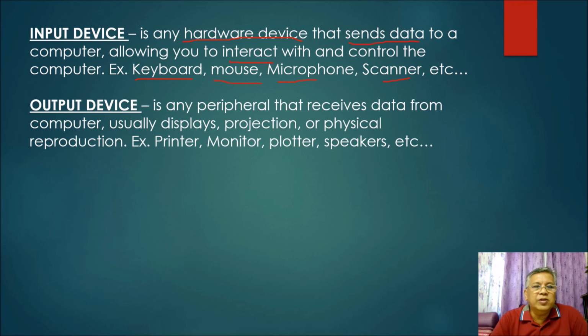Then you have here your output device. Output device is any peripheral that receives data from the computer. Usually displays, projection, or physical reproduction. Examples: printer, monitor, plotter, speakers, etc. So these are output devices, and this one here is your input device, and these are the different parts of your computer hardware.